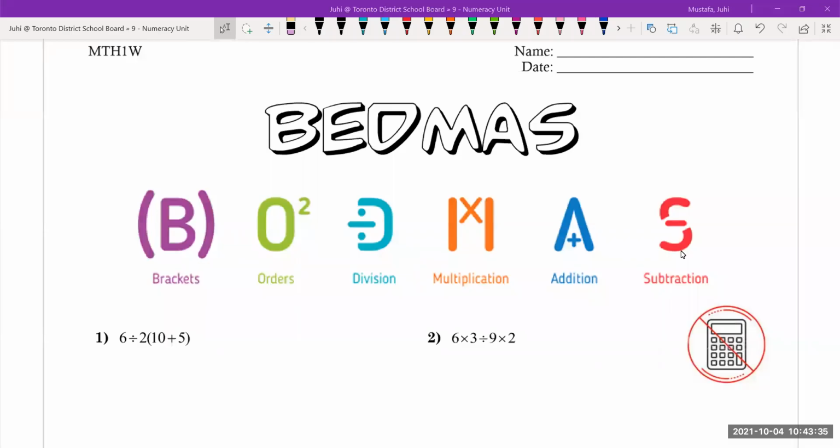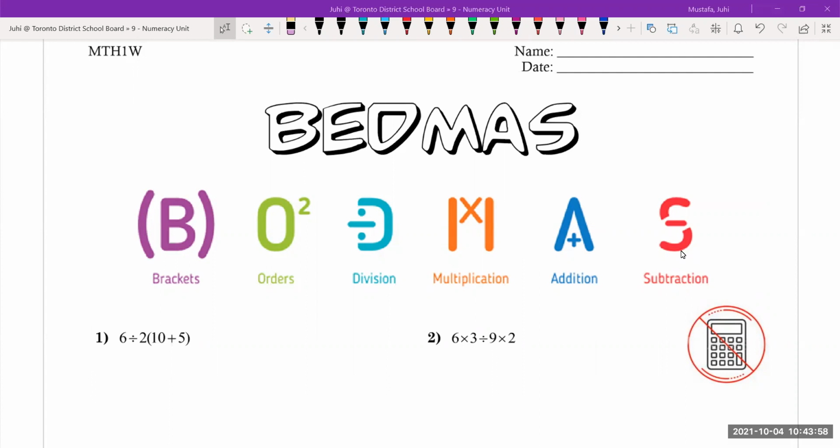Okay, so BEDMAS is one of those things, again, that you should be familiar with from middle school. We're going to review the BEDMAS rules. We're going to do a bunch of practice questions, but you're going to notice that some of the questions I've given you on the back of the sheet are challenging. So I'm going to teach you a couple of methods or give you some helpful hints to make that question a little easier. As a reminder, what does BEDMAS stand for?